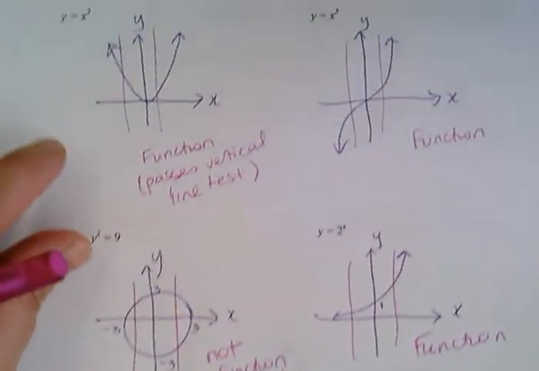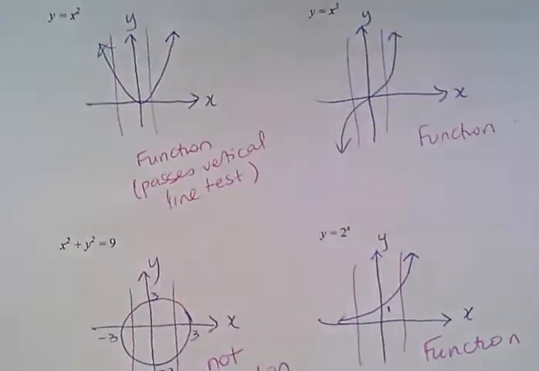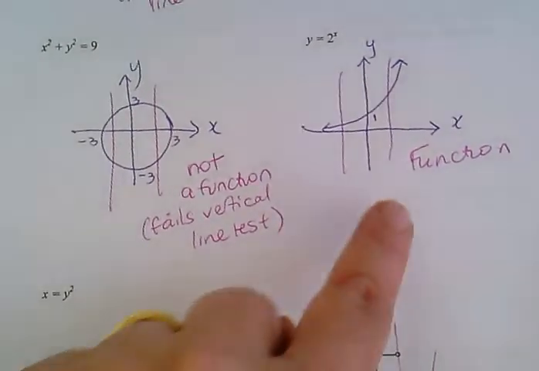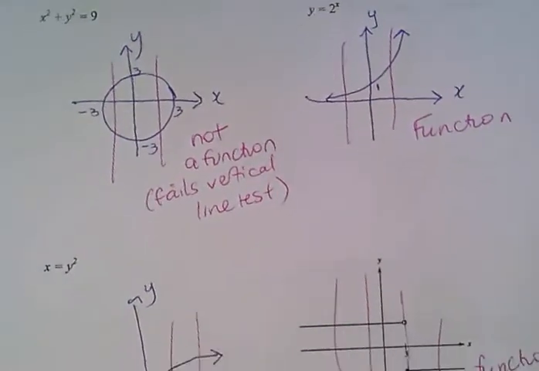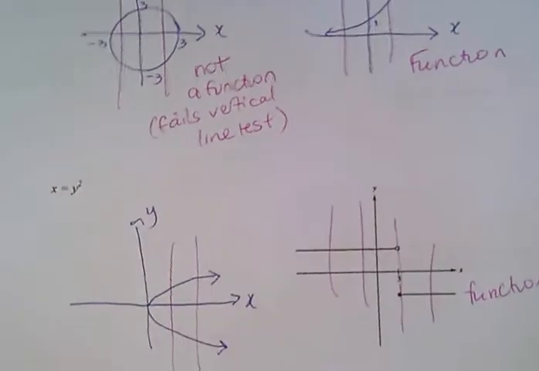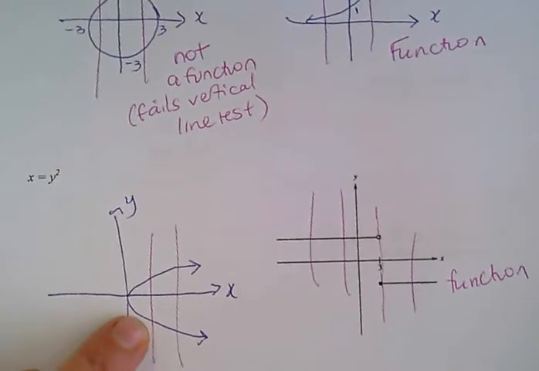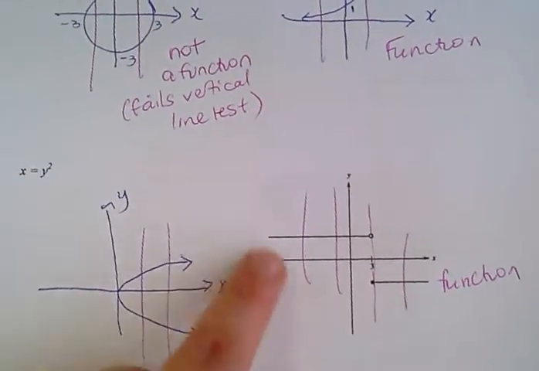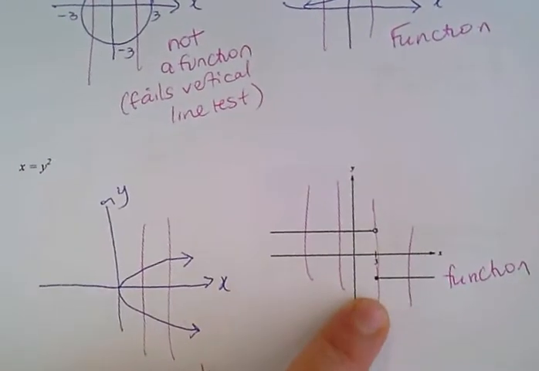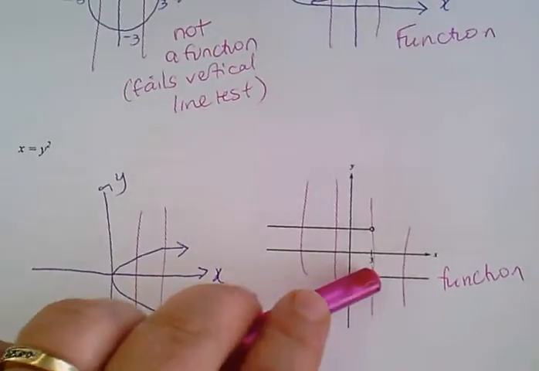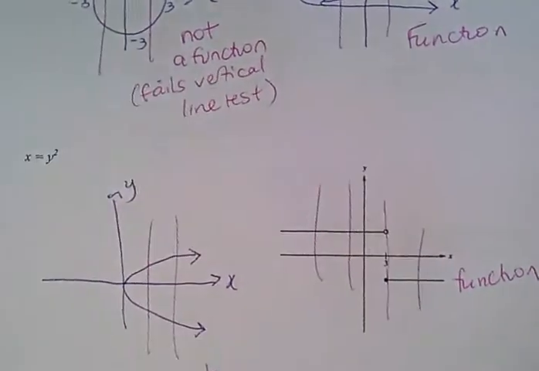The parabola is a function. The cubic is a function because it passes the vertical line test. The circle is not a function. It fails the vertical line test. The exponential is a function, passes. The sideways parabola is not a function because it fails the vertical line test. And the stepwise graph is a function because even when x is 3, the value of y is on the lower graph, not the upper graph.